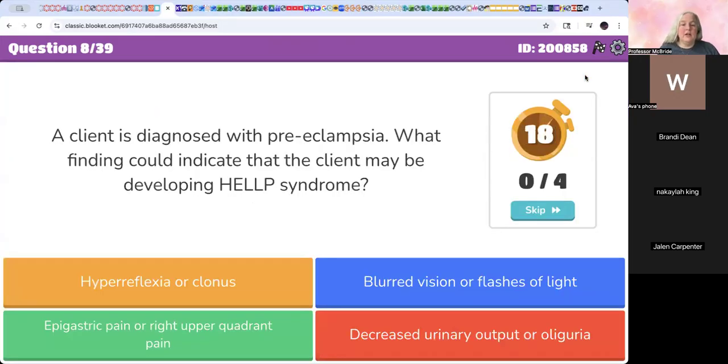A client's diagnosed with preeclampsia. What finding could indicate the client may be developing HELLP syndrome?